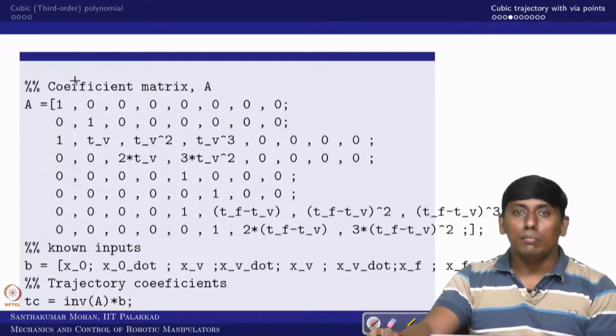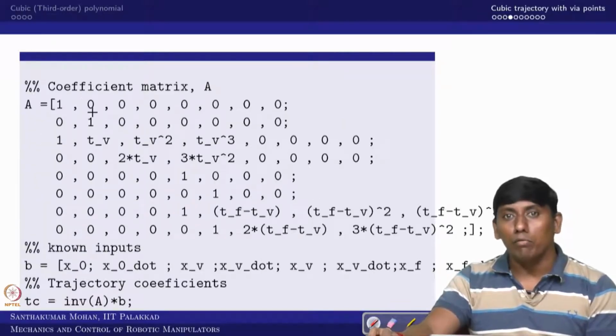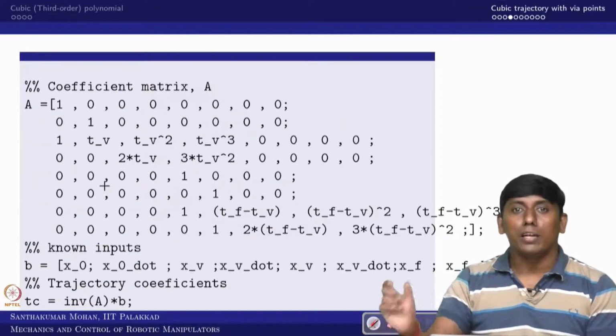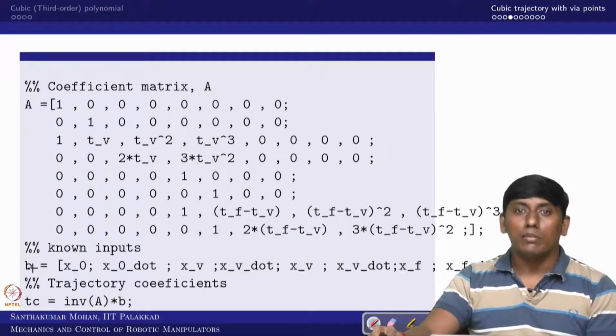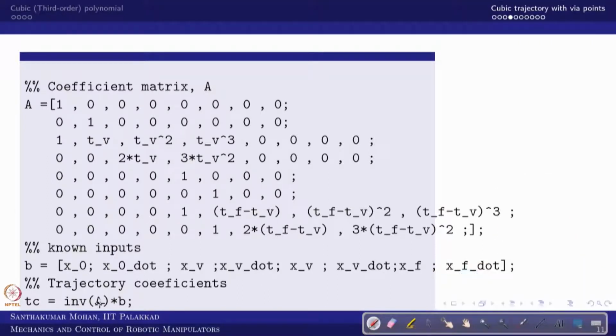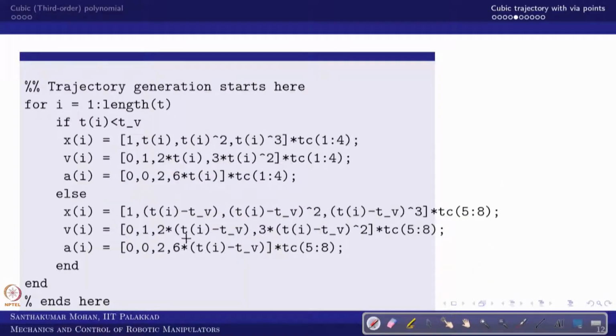And then the coefficient matrix: earlier we have seen it is only 4 cross 4, but in this case I am trying to make everything in a single system. So it is going to be 8 cross 8. Further, the B vector would again be 8 cross 1. So that we have added, and we are calculating the coefficients. Now the first 4 coefficients would be equivalent to the first segment. The 5th to 8th terms would be related to the second segment. So that is what you can see.